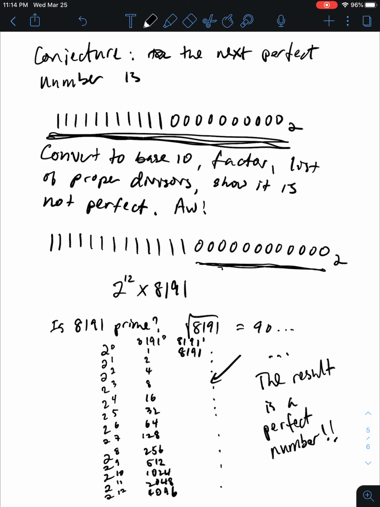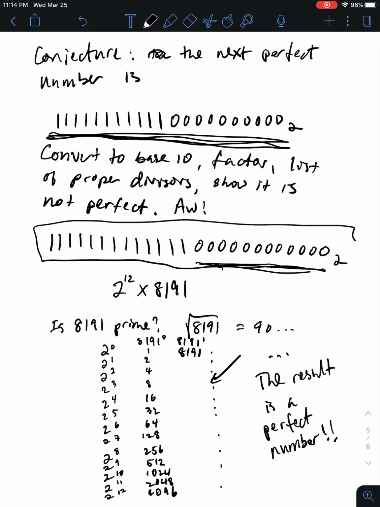All right, so I'll leave that up to you. I want you to show that this large number, which is in base 2, and in base 10 it is this, is actually a perfect number. And try to find out what the value of that perfect number is. That is the fifth perfect number, and it was unknown in the ancient world.